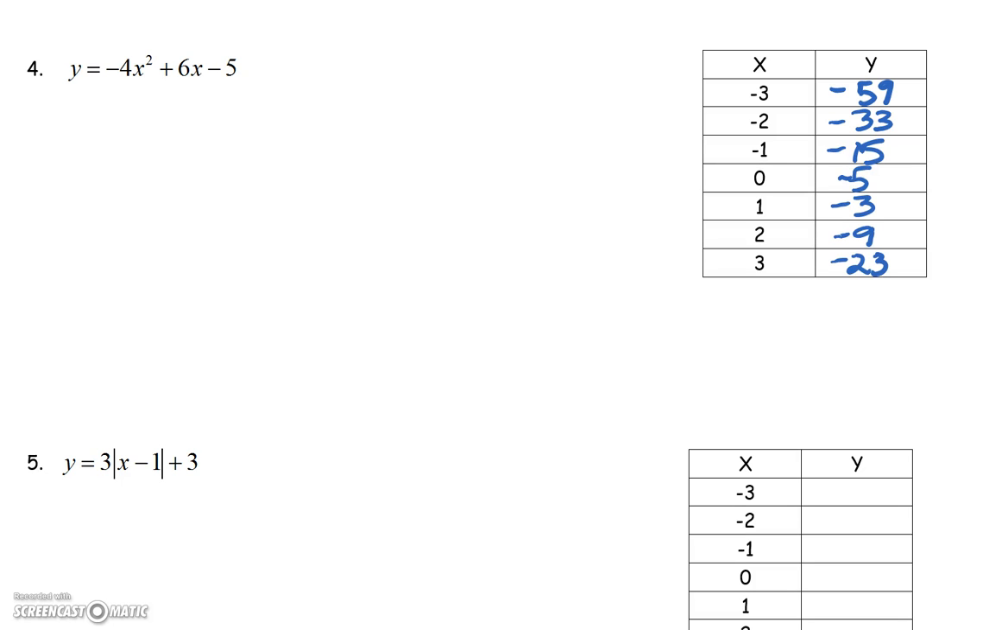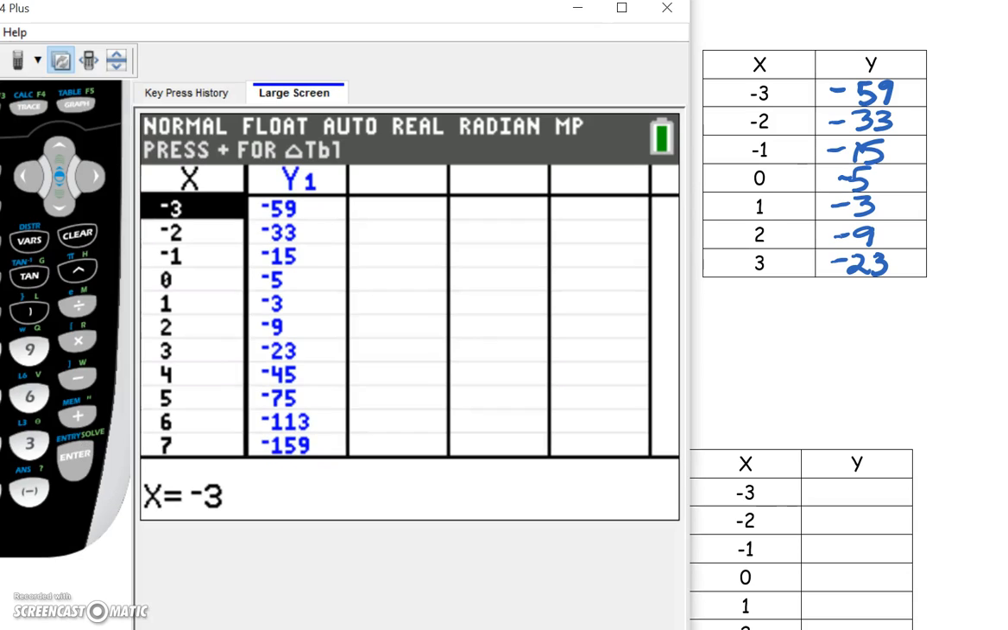All right, continuing on, an input of -1 yielded an output of -15. An input of 0 yields an output of -5. An input of 1 yields an output of -3. An input of 2 yields an output of -9. And an input of 3 yields an output of -23. And you'll notice that that matches exactly with what I have in the calculator under the table function.